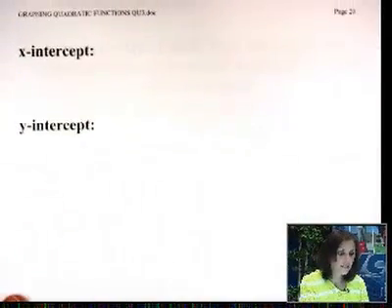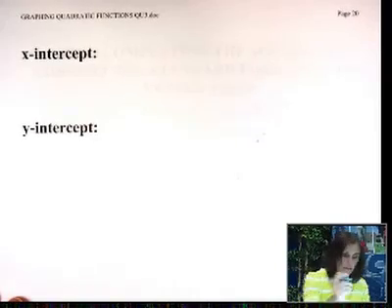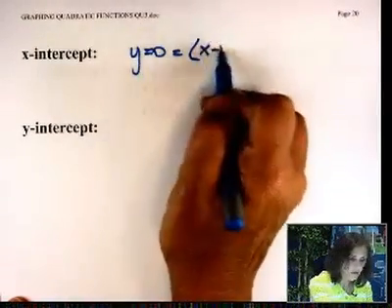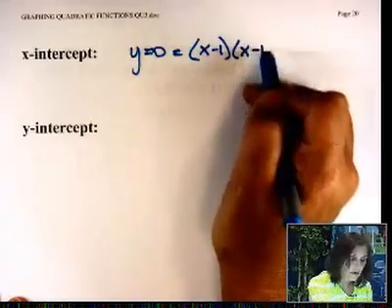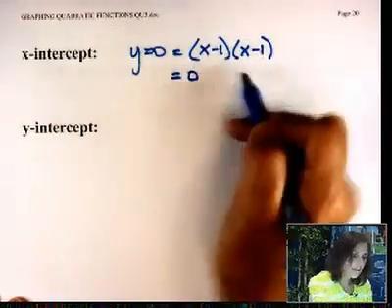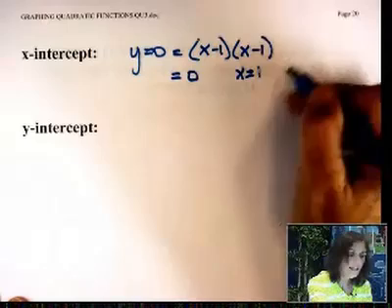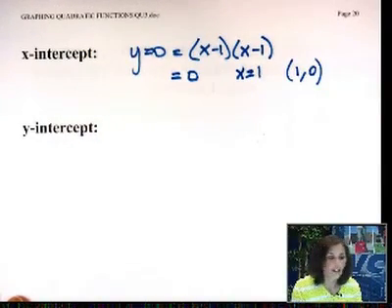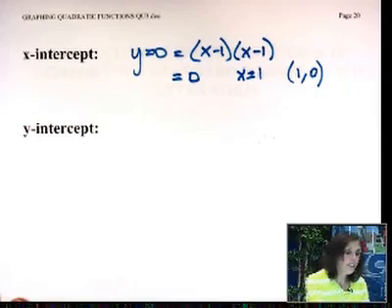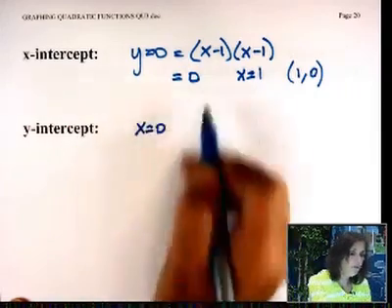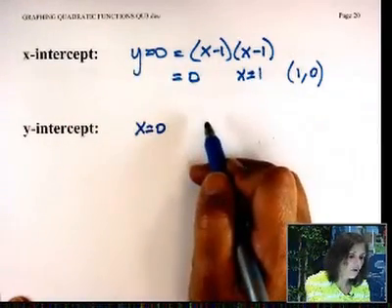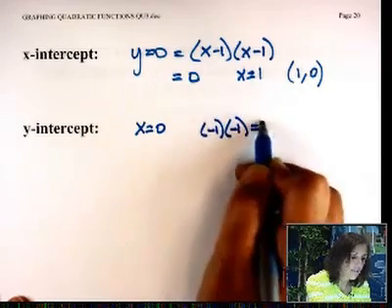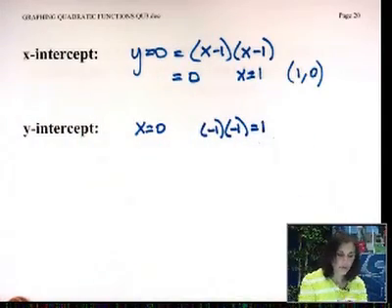Okay, the x-intercept, that's going to be when y is 0. And that means x minus 1 is 0. That means x is 1. My x-intercept is (1, 0), which is the same as the vertex. Y-intercept is when x is 0. Put 0 for x. So you're going to go negative 1 times negative 1. That's going to give you 1. So let's put it all together.